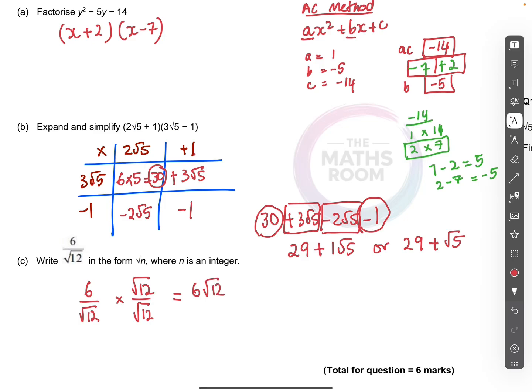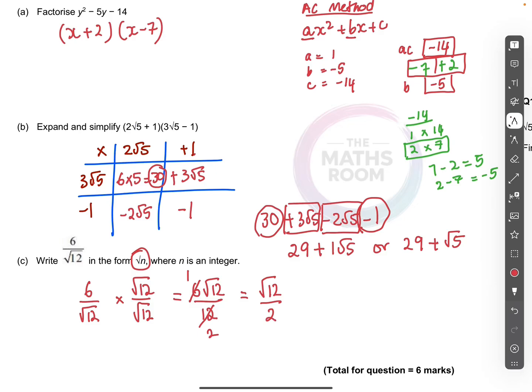Root 12 times root 12 is going to give me the square root of 144, which is the same thing as 12. So I can write that. Now, it's not simplified, and it's not in the form that they've asked us either. 6 and 12 can be simplified. How can we simplify 6 and 12? They both come in the 6 times table. So I've got root 12 over 2.